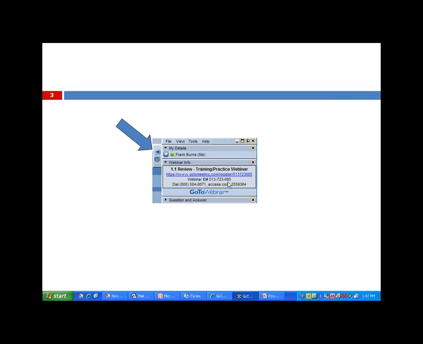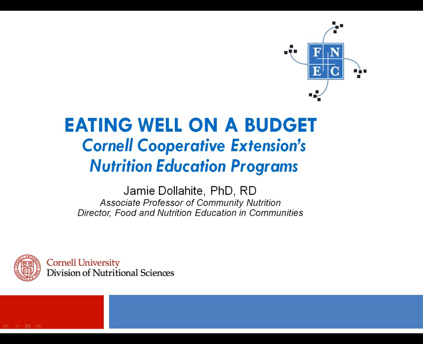And while she takes over to show us her screen, just a little bit about Dr. Jamie Dolahite. She's the Associate Professor of Community Nutrition in the Division of Nutritional Sciences at Cornell University. And I just want to thank her very much. She has graciously donated her time today. I want to thank her for presenting today on this very important topic. So Jamie, I turn it over to you now.